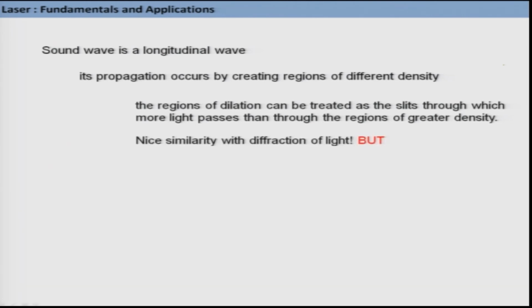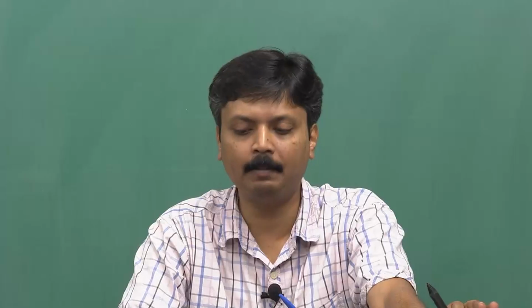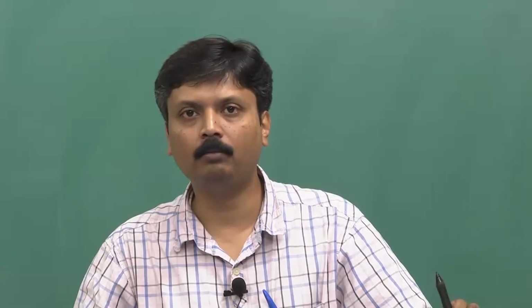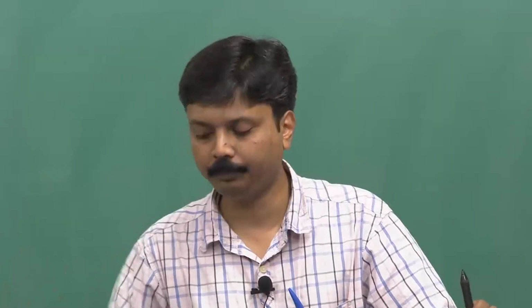Now this is very good. It shows a nice similarity with diffraction of light. We all agree about that one. But the question remains: why do the frequencies, small omega plus minus capital omega, small omega plus minus 2 capital omega, and so on, appear? That's a question that we need to answer.